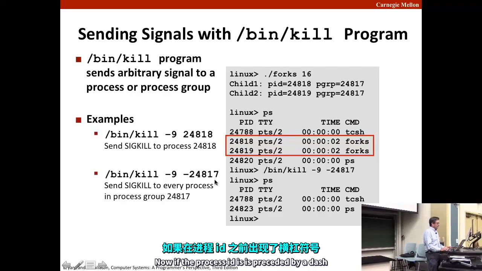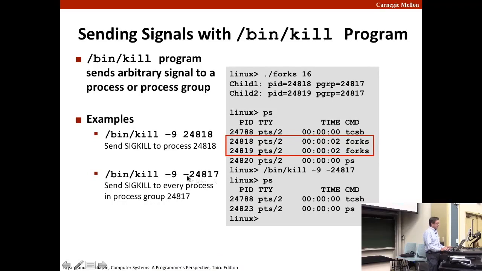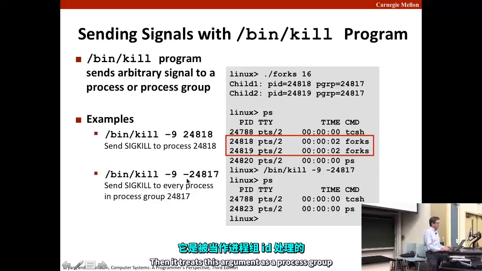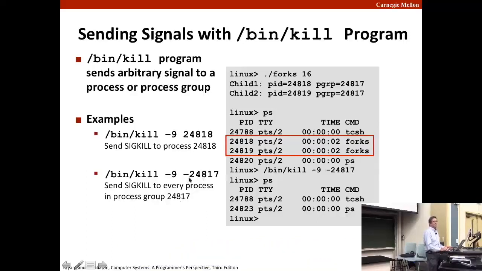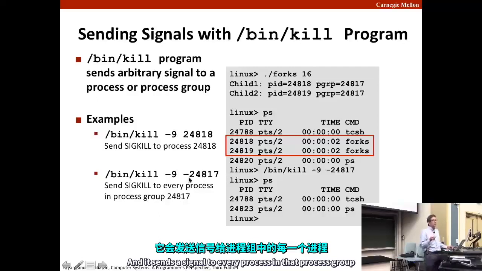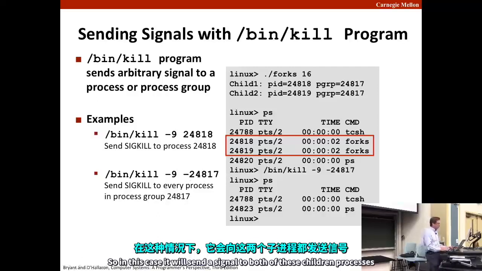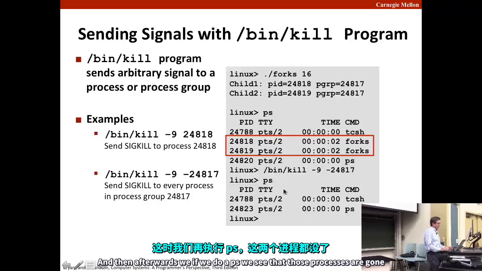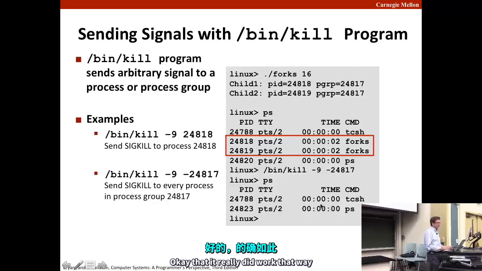Now, if the process ID is preceded by a dash, then it treats this argument as a process group, and it sends a signal to every process in that process group. So in this case, it will send a SIGKILL to both of these children processes. Afterwards, if we do a ps, we see that those processes are gone. It really did work that way.